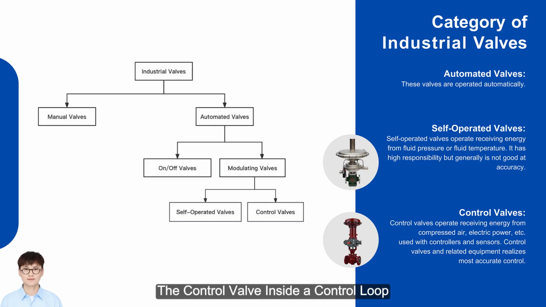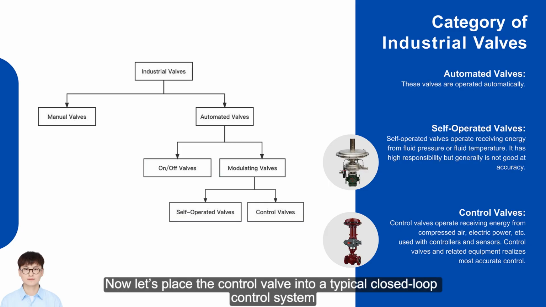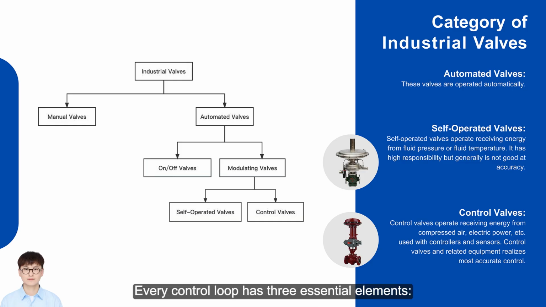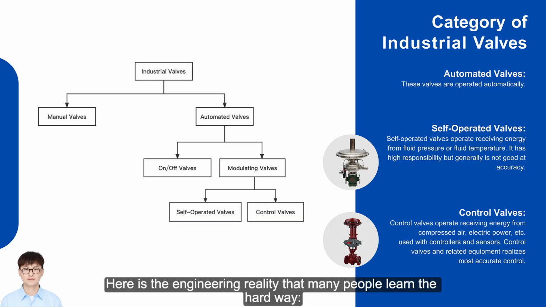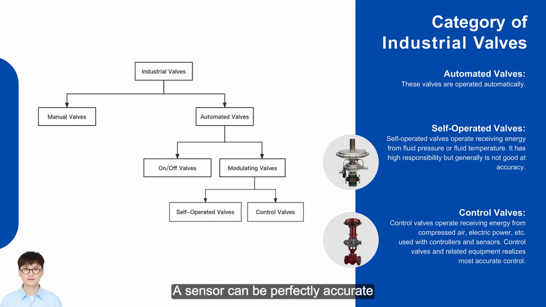Second, the control valve inside a control loop. Now let's place the control valve into a typical closed-loop control system. Every control loop has three essential elements: a sensor, which measures the process variable; a controller, which calculates the control output; a control valve, which physically changes the process. Here is the engineering reality that many people learn the hard way. A sensor can be perfectly accurate. A controller can be perfectly tuned. But if the control valve cannot move precisely, repeatedly, and with enough force, the loop will still fail.